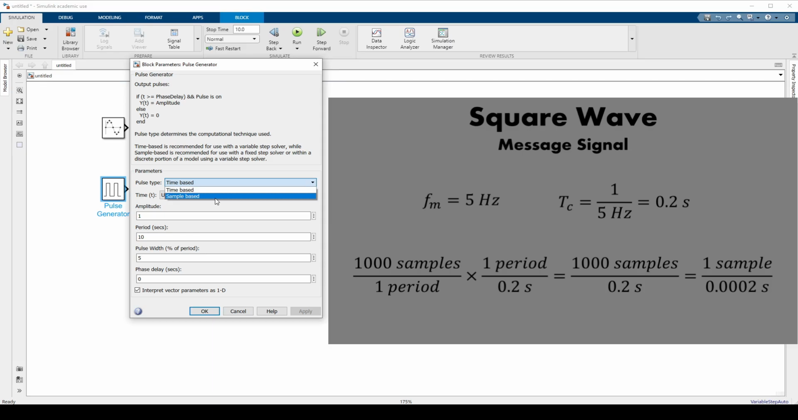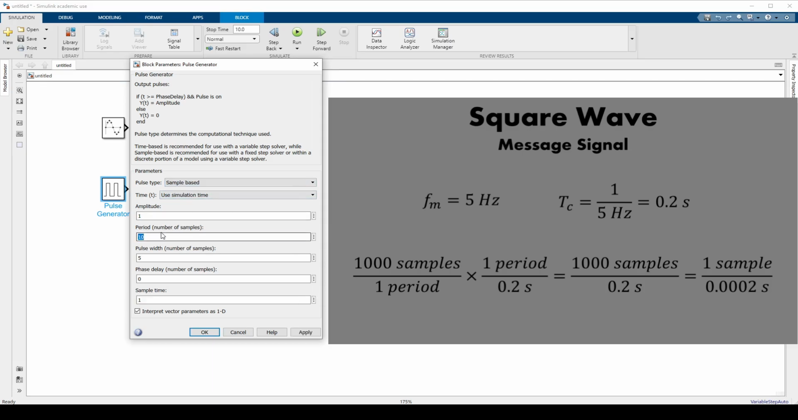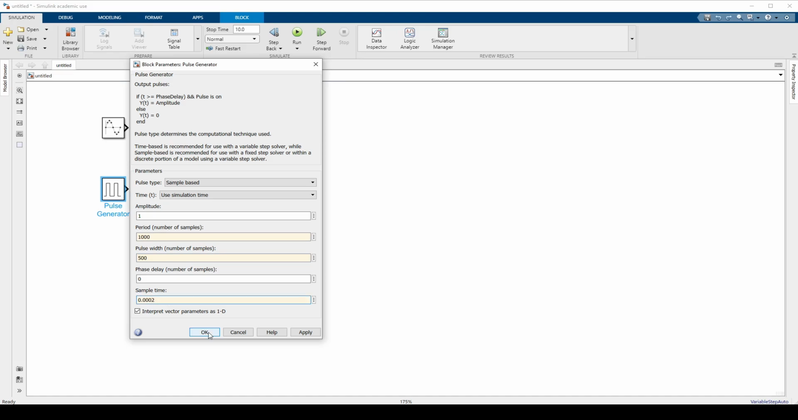So again, we're going to go to sample based. We want 1000 samples making up one period, and if we want a square wave, we want the pulse width to be half of the period, 500, and the sample time is 2 milliseconds, or 0.0002 seconds.